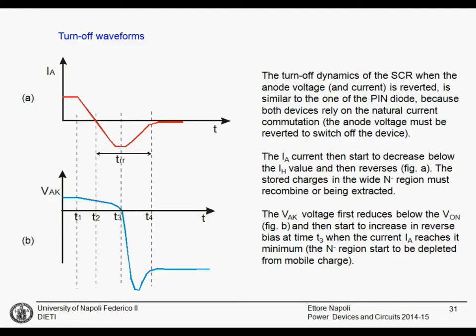Now, turn on and turn off waveforms for the classical thyristor. The turn on dynamics is sketched in these plots, starting from T star when the IG current pulse is applied.